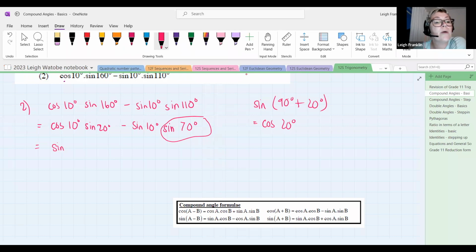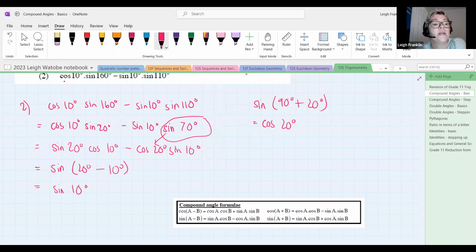So what I'm going to do is write the sine 20 first, cos 10 afterwards. Then I'm going to write minus, and I'm going to write that as cos 20, and then put the sine 10 over there. So sine 70 has been written as cos 20. Now that I have got sine, cos, sine, I can use my compound angle formulae and do the reversal of the expansion. So sine keeps its sign. This would leave me with 20 minus 10, and my final answer would be the sine of 10 degrees.